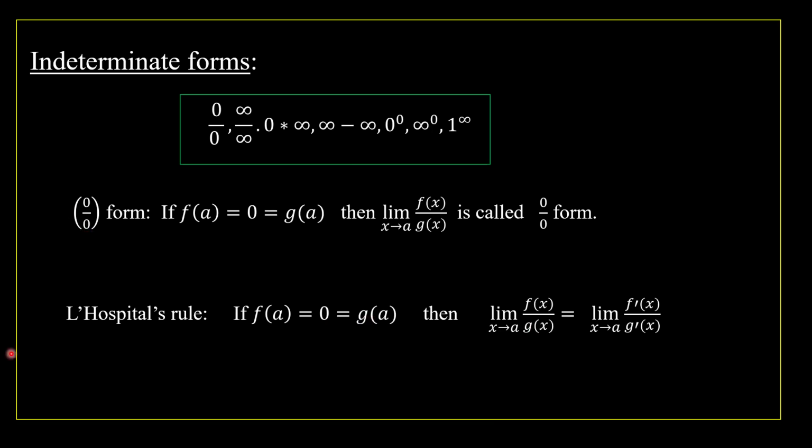In that case, the rule says evaluate the limit f dash of x by g dash of x as x tends to a. What if f dash of a and g dash of a are equal to 0? Then the form is again 0 by 0, which is an indeterminate form. Find limit f double dash of x by g double dash of x as x tends to a. This is how it follows.